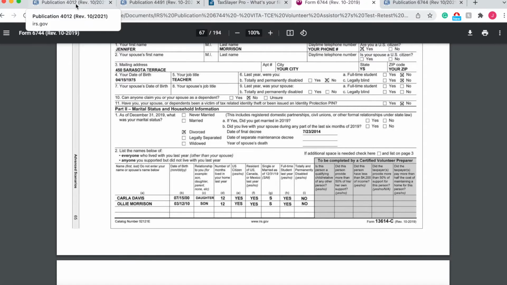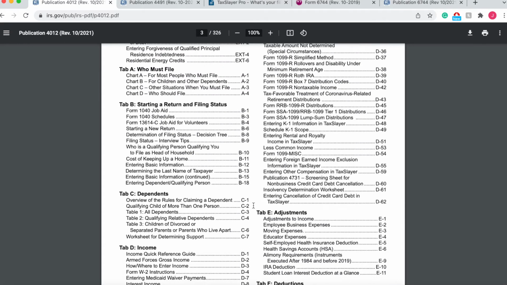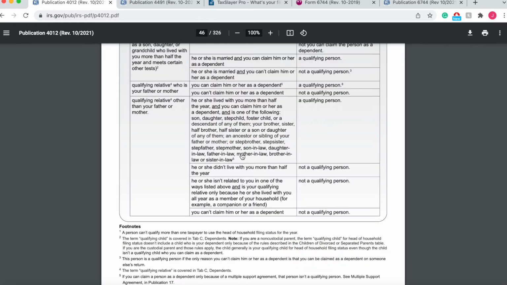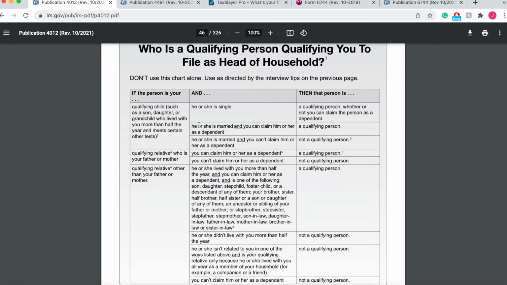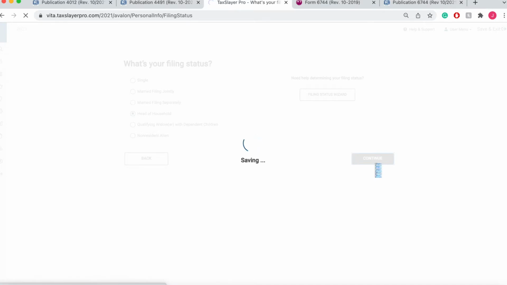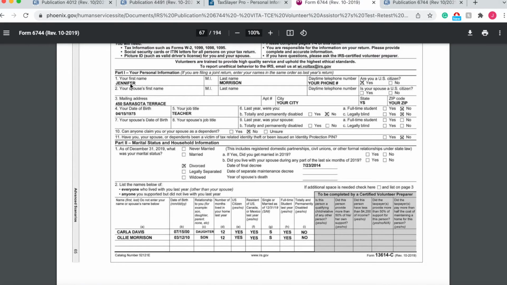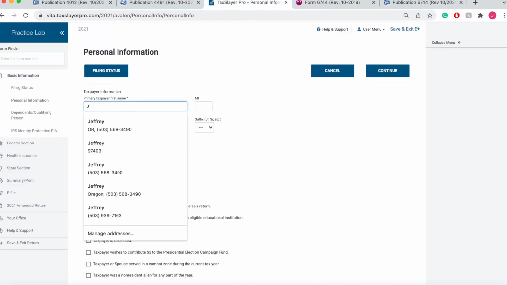And so then we can come back here to where we were looking at who is a qualifying person for head of household. So it's a qualifying child. They're both single, and so they are going to qualify Jennifer for head of household filing status. So I'm going to come back here into TaxSlayer, click head of household right here, and just click continue. You see, here is where we're going to start entering Jennifer's personal information, and we're just going to start pulling this from the form here.